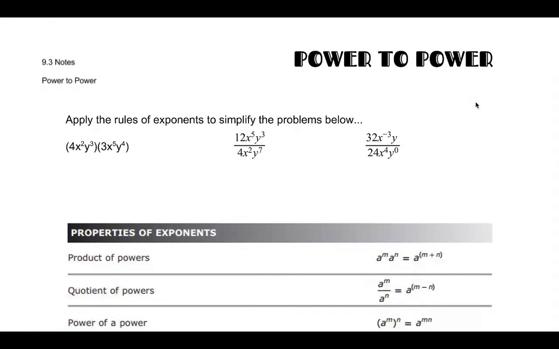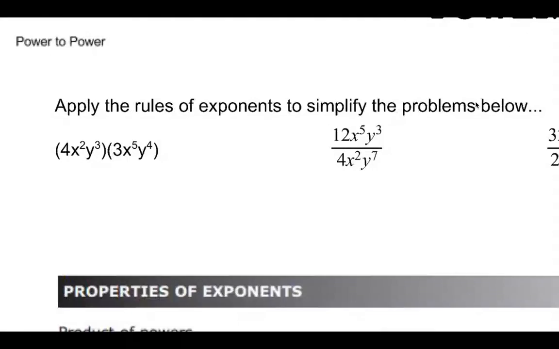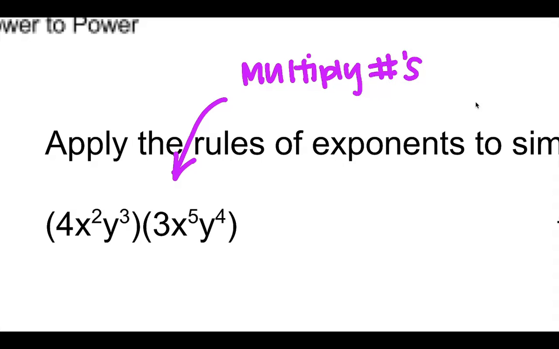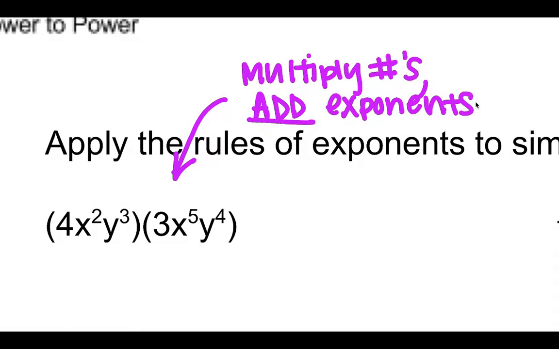So first I just want to go over multiplying and dividing. So this first one, I'm multiplying, and remember the rule for multiplying. You're going to multiply numbers. So multiply those coefficients, multiply the numbers, and then you add exponents. That's the rule for that one, okay?